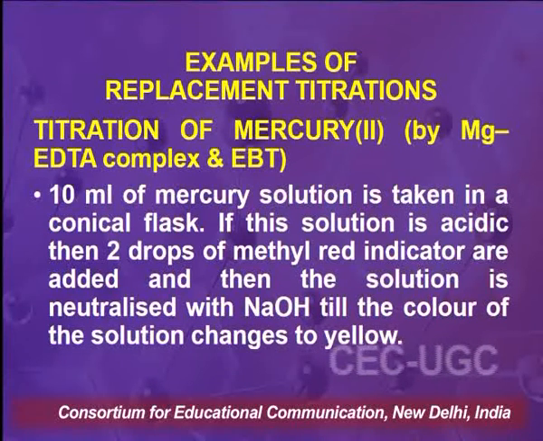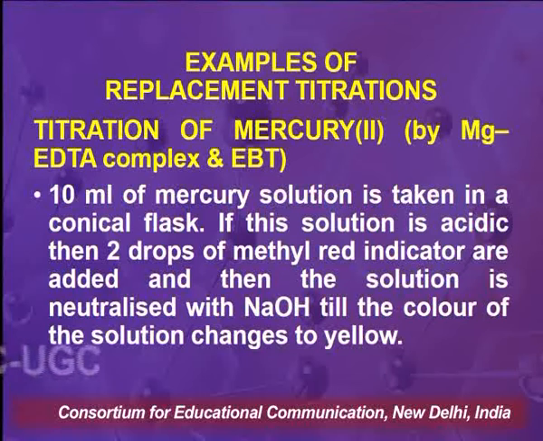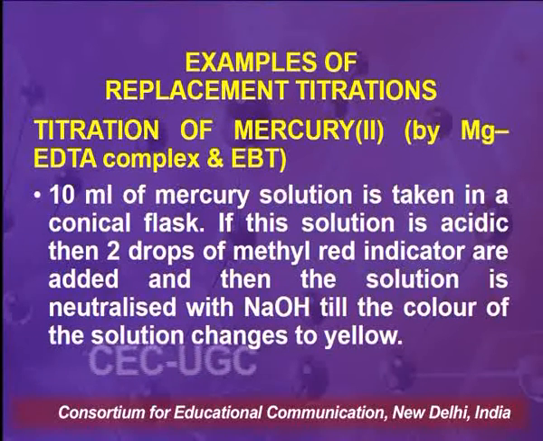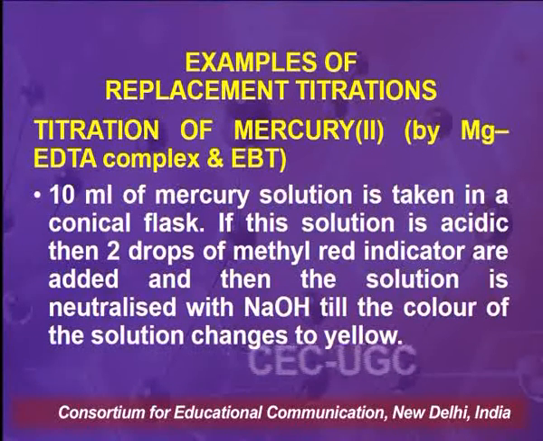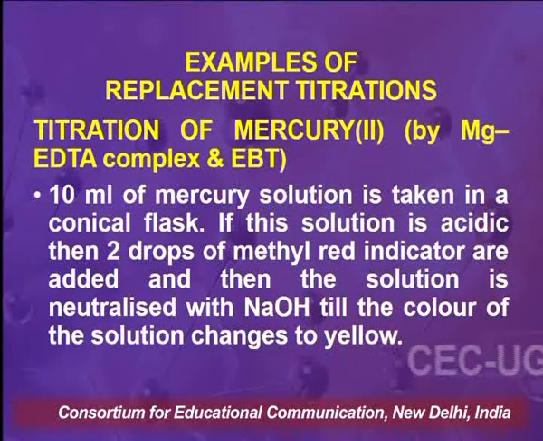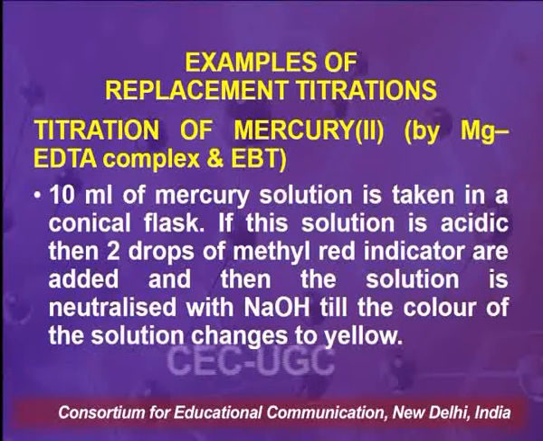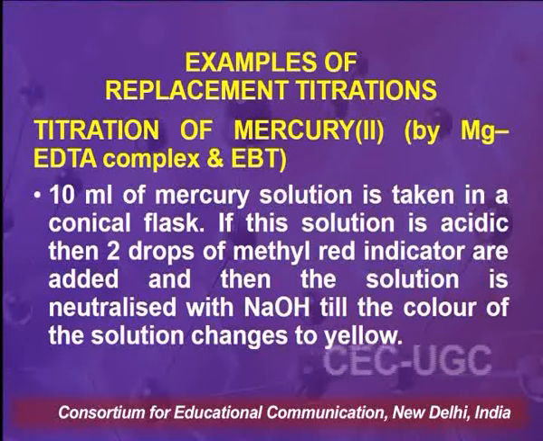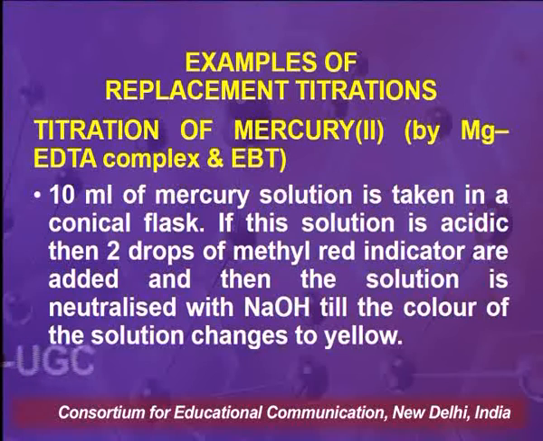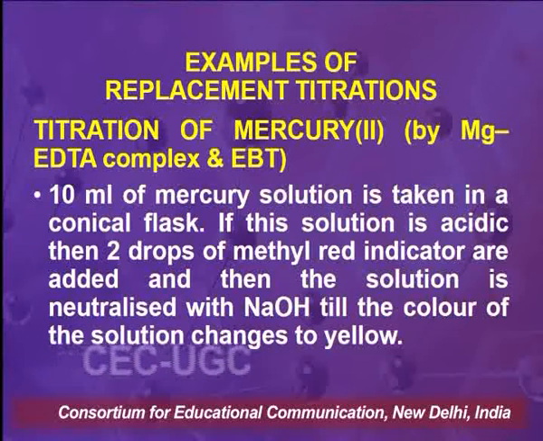The methyl red indicator is again telling us whether the solution is acidic or alkaline, as methyl red is red in acidic conditions and its color changes to yellow in alkaline solution. So, after neutralization, 1 drop excess of NaOH gives the color change of the indicator to yellow, which indicates that the solution has been neutralized fully.